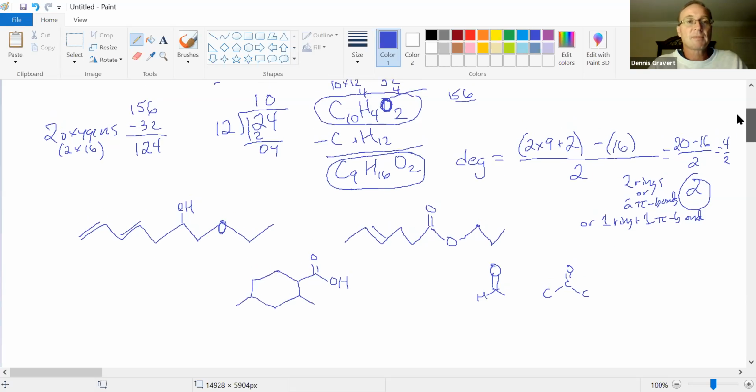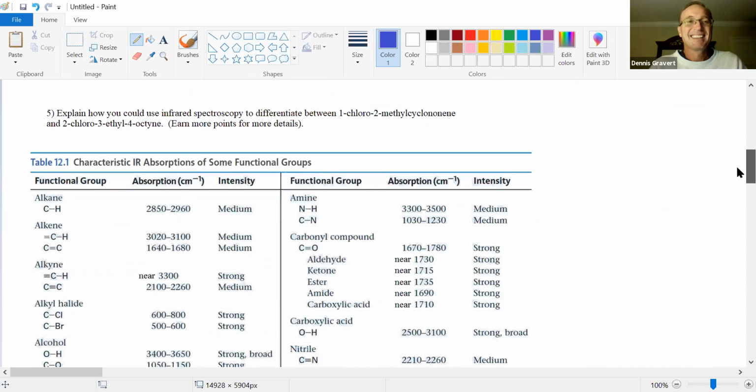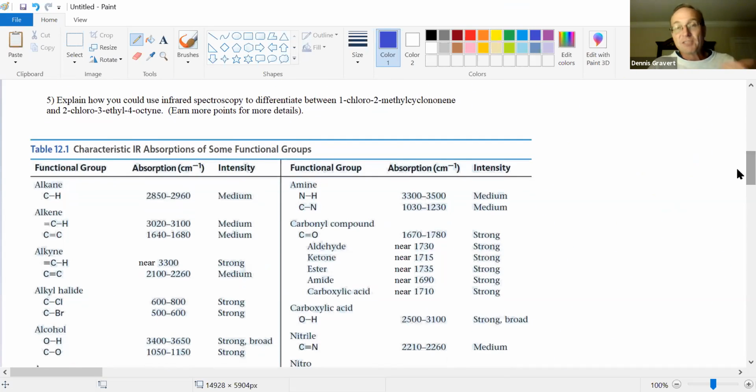All right, that's number 3. Reading it over, make sure I didn't forget anything. I think we're good. Number 5, jump down to number 5. Explain how you could use infrared spectroscopy to differentiate between 1-chloro-2-methylcyclononene and 2-chloro-3-ethyl-4-octyne.